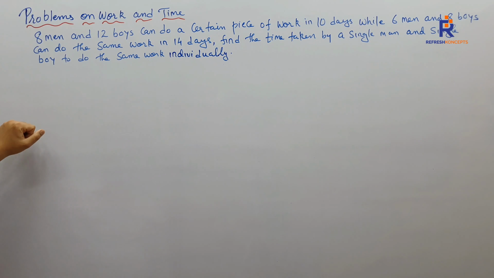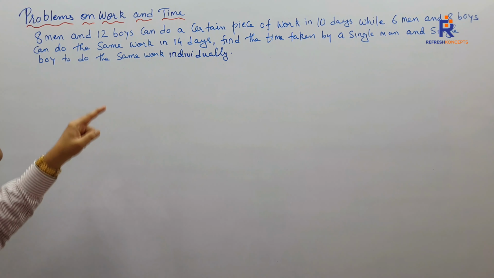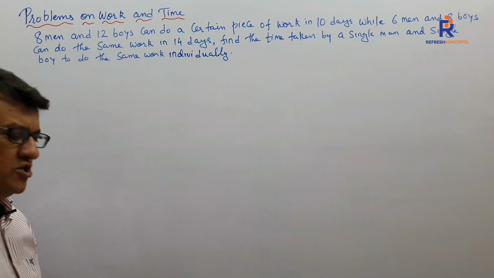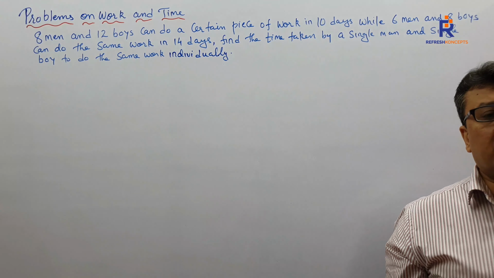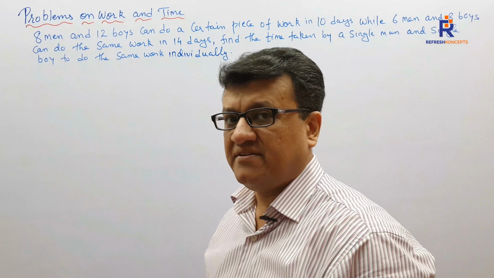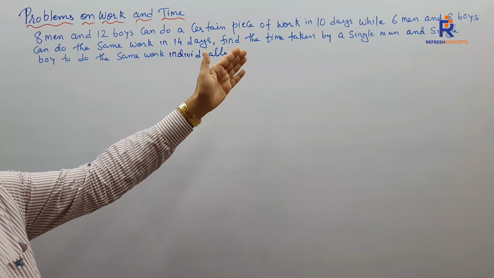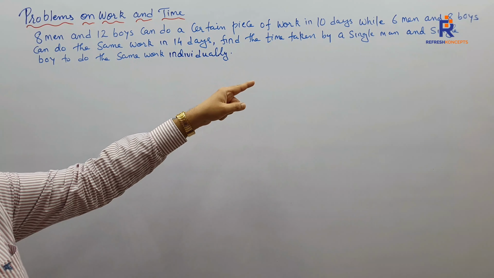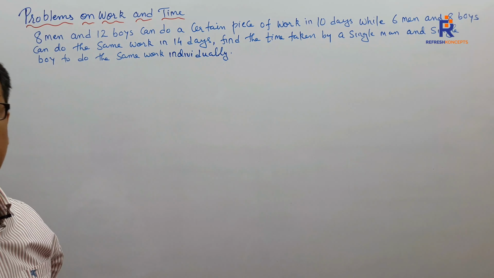Let's read this particular sum. 8 men and 12 boys can do a certain piece of work in 10 days. Okay, so there is some work being allotted to men and boys, and that is what gets completed in 10 days. While 6 men and 8 boys do the same work in 14 days, find the time taken by single man and single boy to do the same work individually.